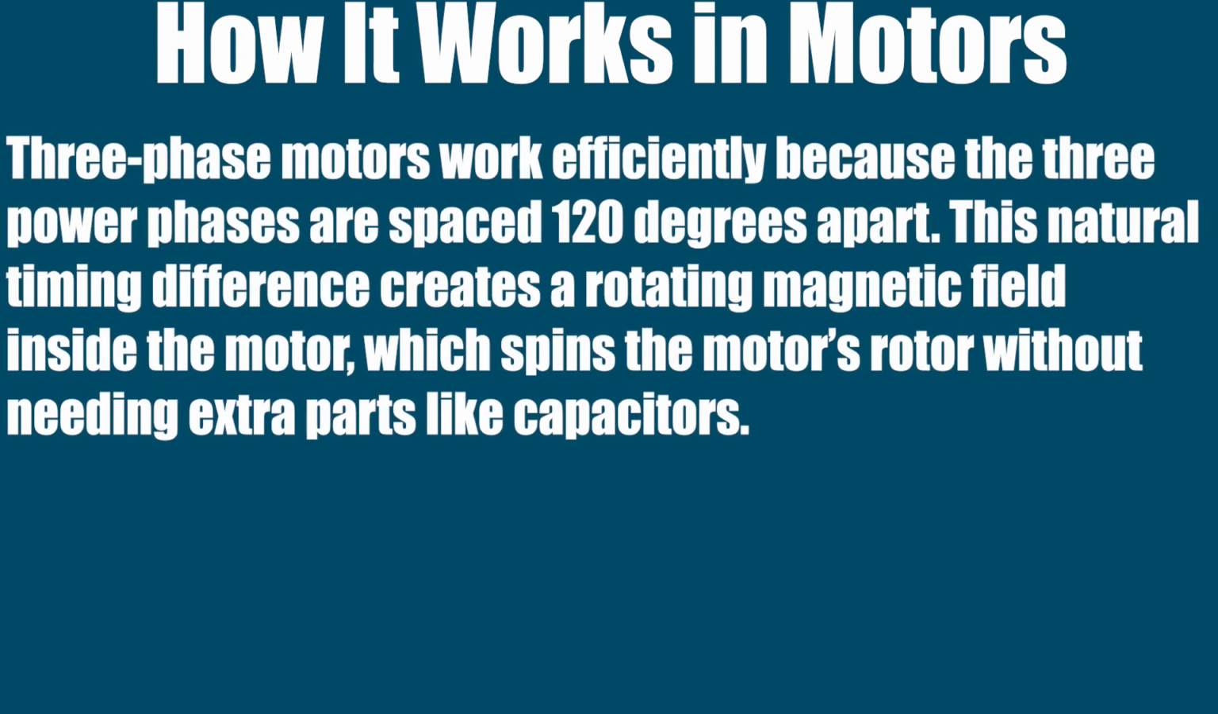So how it works in motors. Three-phase motors work efficiently because the three power phases are spaced, like we said, 120 degrees apart. This natural timing difference is going to create a rotating magnetic field naturally inside the motor, unlike the single-phase motor. And this spins the motor's rotor without needing extra parts like capacitors or split-phase windings.